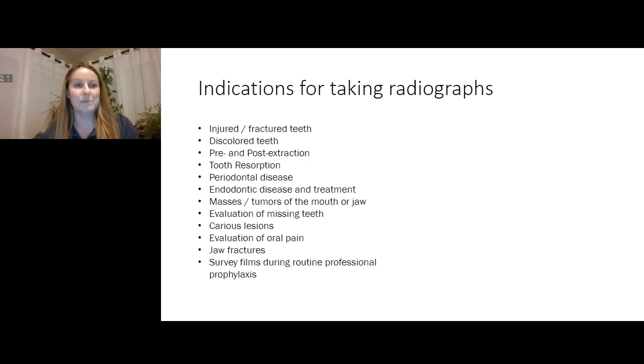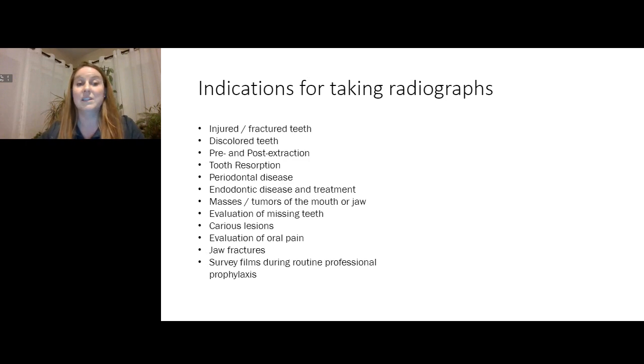Well, when we have animals that present to us with injured or fractured teeth, and those are going to be some of the most common things that you're going to see when it comes to oral pain, you're going to see a lot of fractured teeth. And so we want to make sure that we're getting radiographs of those teeth and see what's going on at the tip of the root of the tooth, or that apex there.